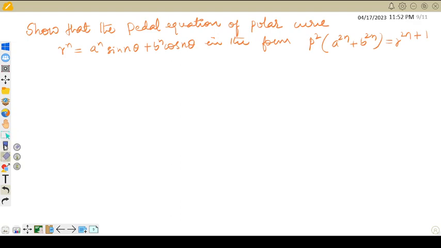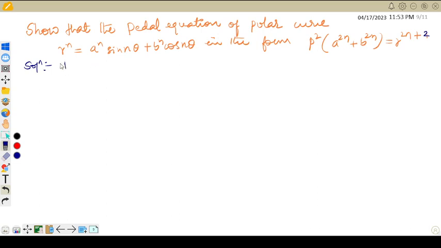In this video, we are going to discuss an example on pedal equation. Pedal equation of a polar curve. Show that the pedal equation of the polar curve r raised to n is equal to a raised to n sin n theta plus b raised to n into cos n theta, in this form: 2 p square into a raised to 2n plus b raised to 2n is equal to r raised to 2n. Okay. Let me go step by step.